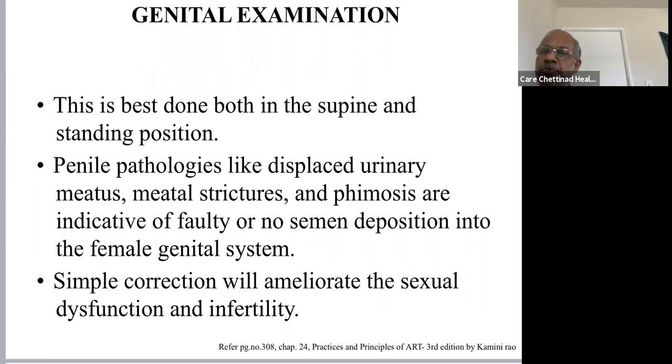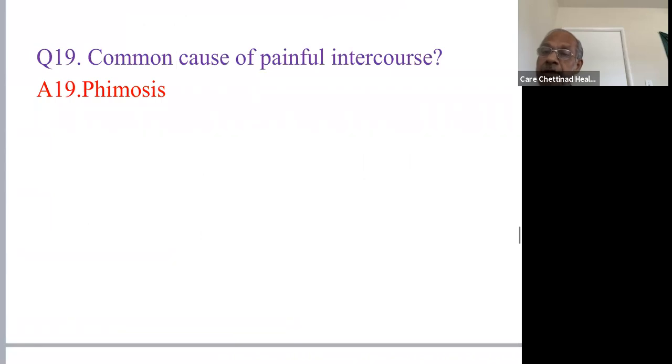Examine the man both in the supine posture, lying down posture, and in the standing posture. Look at the urinary meatus, look for meatal strictures, look for evidence of phimosis, see if his meatal opening is in the correct point at the tip or not, on top or at the bottom. These conditions are called epispadias and hypospadias. If these conditions exist, simple correction will ameliorate sexual dysfunction and infertility. Phimosis is a common cause of painful intercourse and it's very simple to correct it.